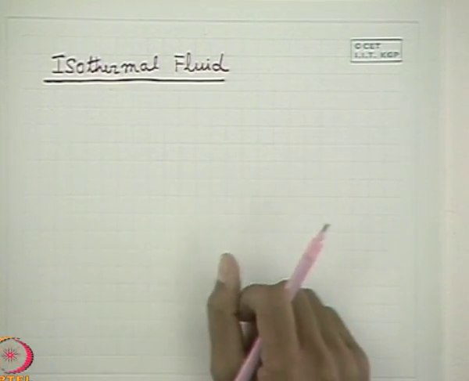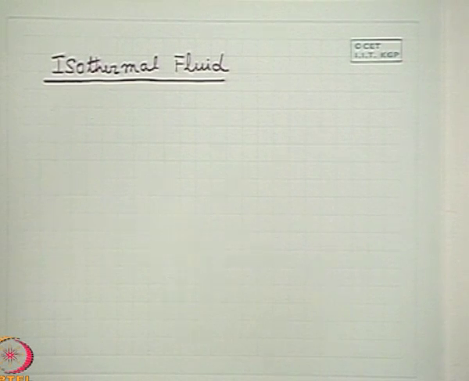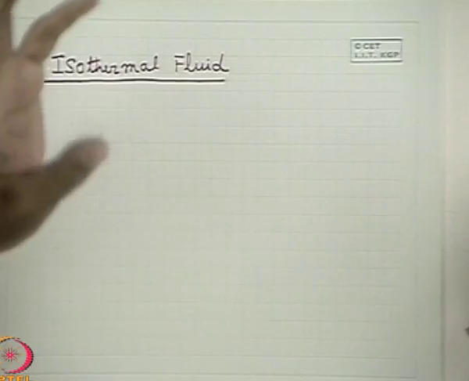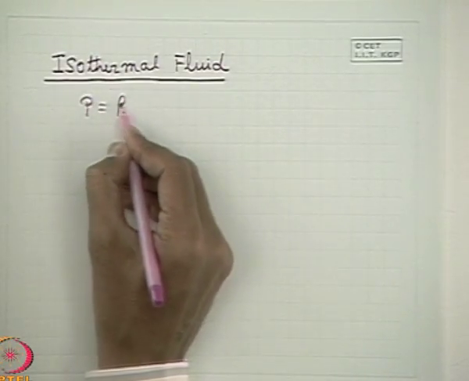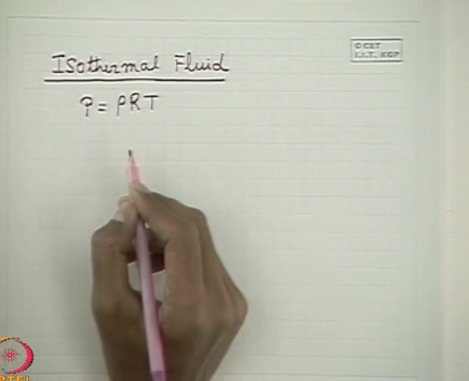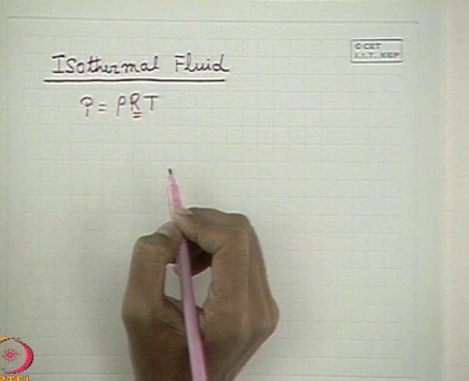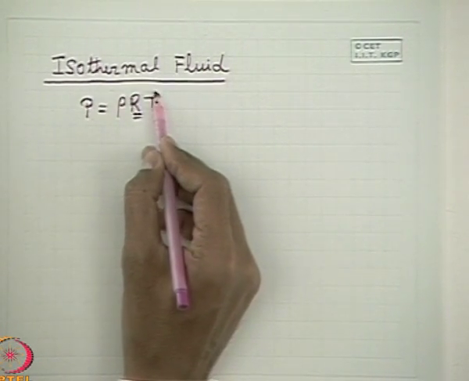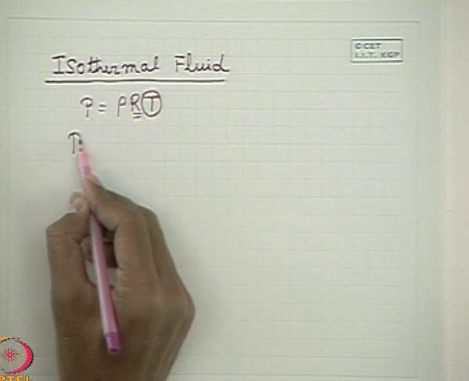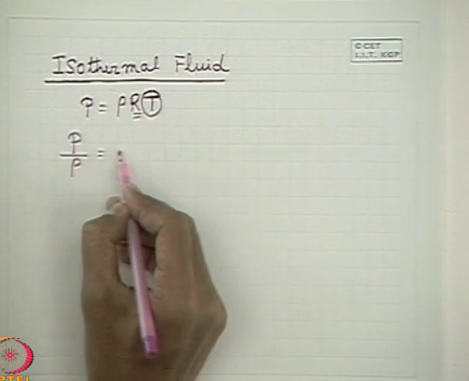Now you know, for any system, the equation defining the relationship between pressure, density and temperature is known as the equation of state. If we consider the compressible system or gas as a perfect gas, the equation of state is given by P equals rho R T, probably known to you from physics or thermodynamics, where R is the characteristic gas constant. For an isothermal fluid, T is constant. Therefore the relationship between pressure and density is that P by rho is constant.